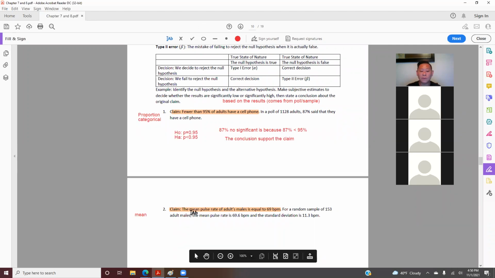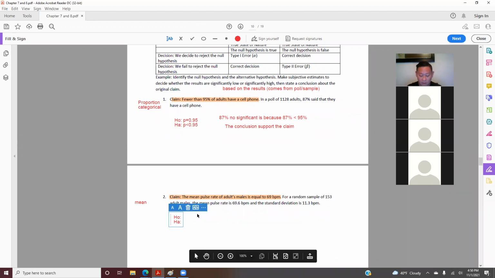Okay. So how do we write this in terms of the null and your alternative hypothesis? Anyone? We're going to use mu here. The reason why we're using mu is we are using mean here. So we're going to use mu in this case. Can someone tell me how do we write this equal to 69 BPM? Where do you put this?